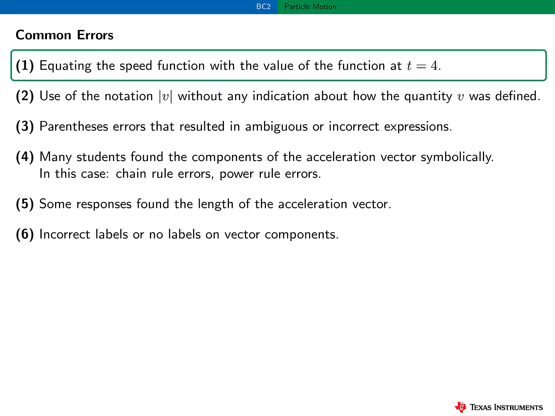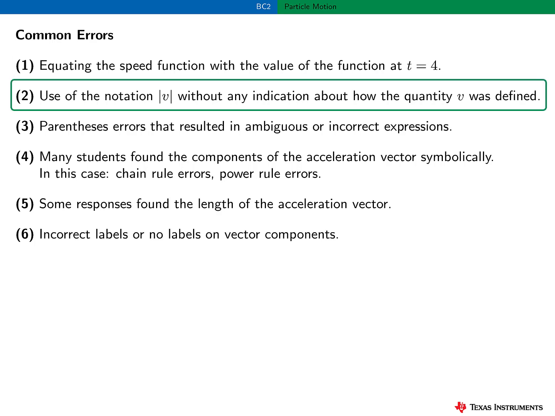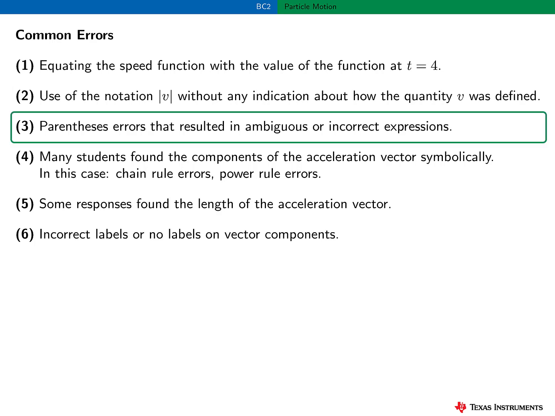First, students in general knew the correct formula for the speed of a particle at time t. However, many students equated the speed function with the value of the function at t equals 4. Some responses used the absolute value of v without defining or presenting an expression for v. Therefore, this was considered insufficient evidence of a mathematical setup to compute the speed of the particle. There were several parentheses errors, and this resulted in ambiguous or incorrect expressions.